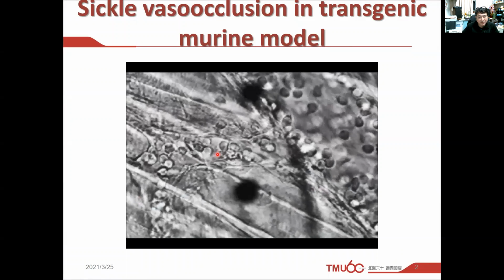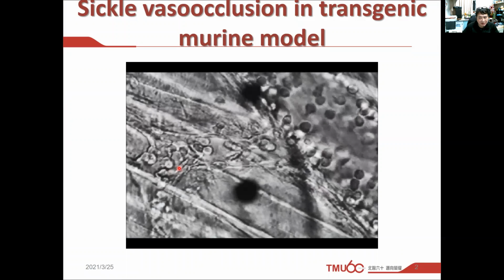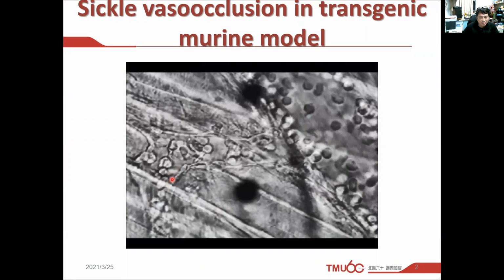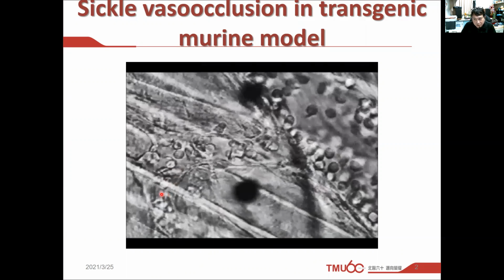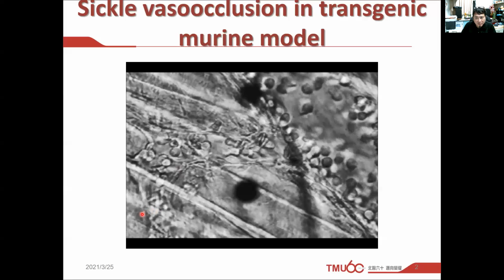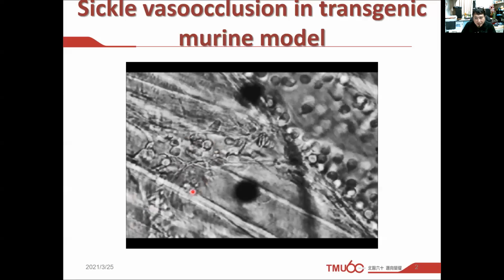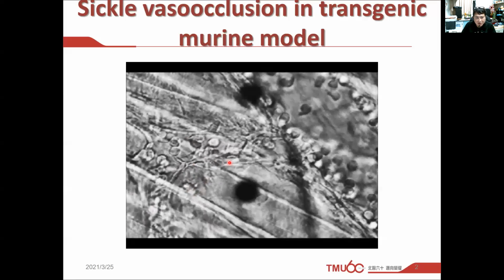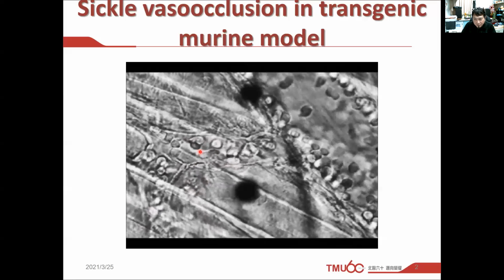First, in the beginning of my talk, I would like to briefly introduce my past expertise, using intravital microscopy plus transgenic sickle mice to unveil the pathomolecular mechanism of sickle vessel occlusion, underlining the heterotypic interaction among endothelial cells, white cells, and the red sickle cells in the venule.